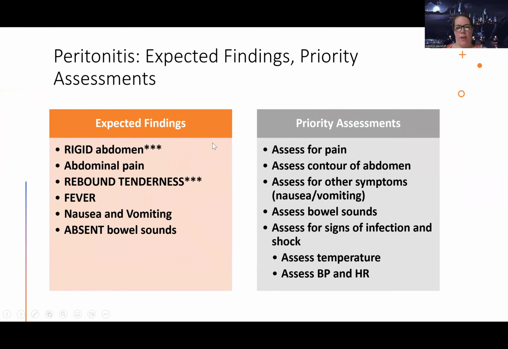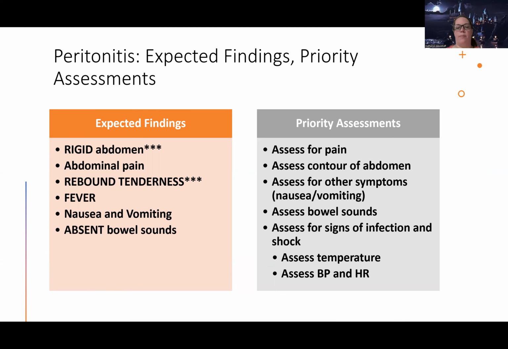Expected findings for peritonitis. I meant to go back and start this one. The three most common things, or I would say hallmark signs, are going to be the rigid abdomen, rebound tenderness, and absent bowel sounds. The rigid abdomen is a flat, board-like abdomen. When you palpate it, it's going to feel like a hard board, almost like you're touching a tile table. It's going to be very rigid.